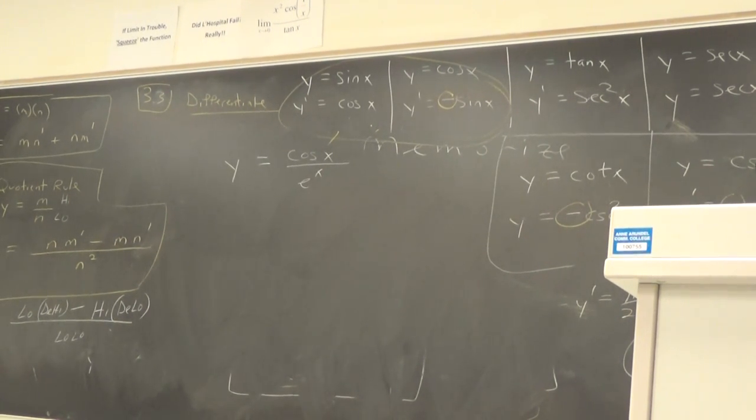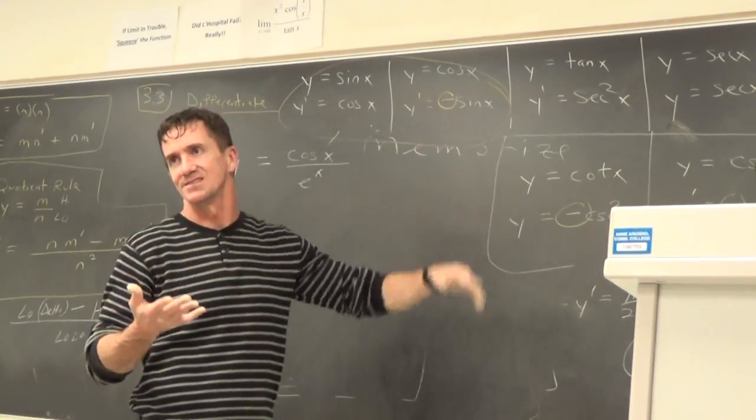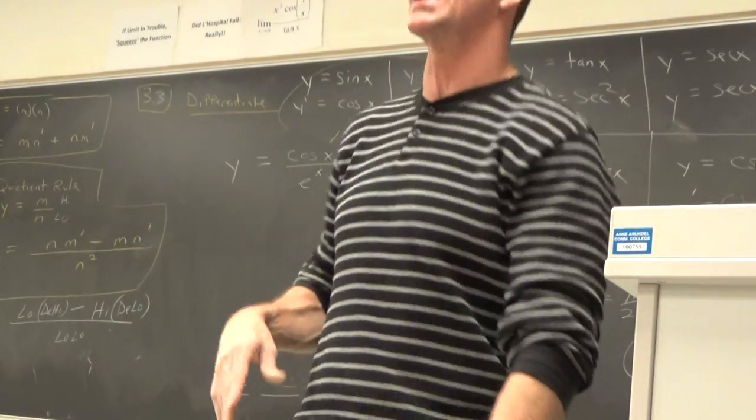Lodi high? Is it plus or minus? Minus. Lodi high minus high D low over low low. All right, what's the derivative of E to X, Amber? E to X. What's the derivative of a cosine, though? Negative sine. Cosine's a negative sine. So we're going to roll it out. Lodi high minus high D low.